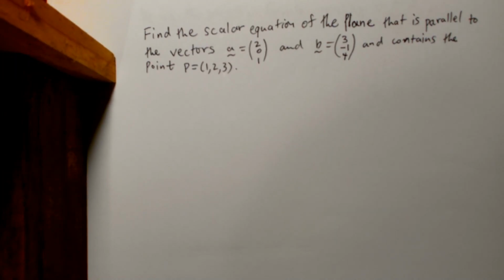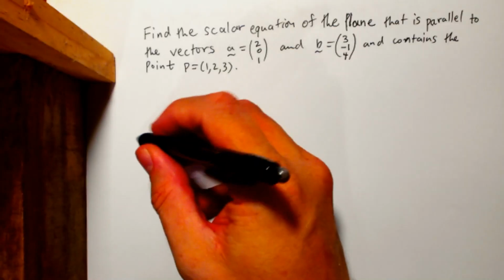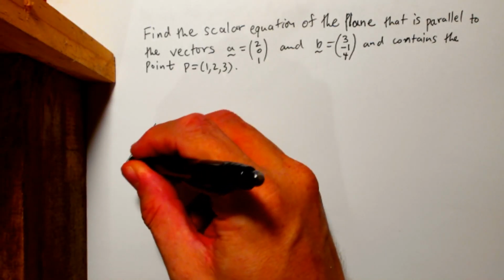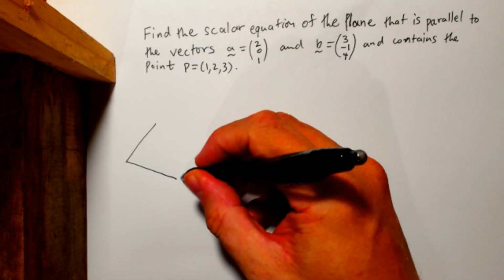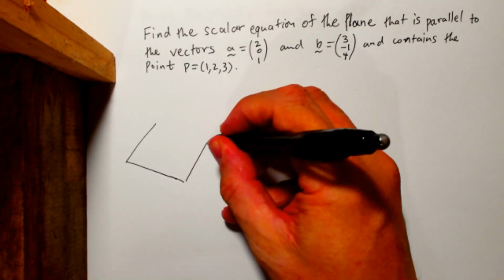So the first one says, find the scalar equation of the plane that's parallel to the vectors A and B given there and contains the point 1, 2, 3. Okay, so the first thing I want to do is sketch a diagram here. Now it won't leave a lot of space for the mathematical workings, but it's pretty important.